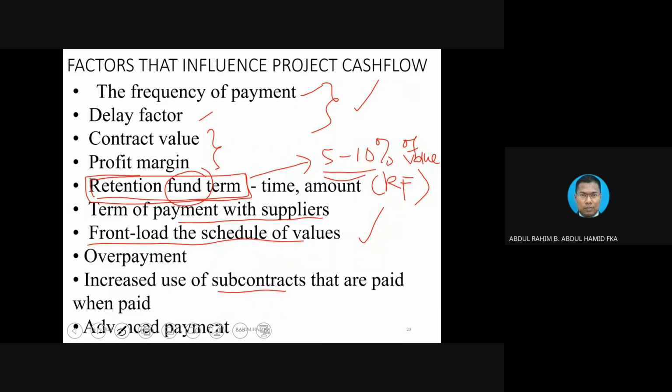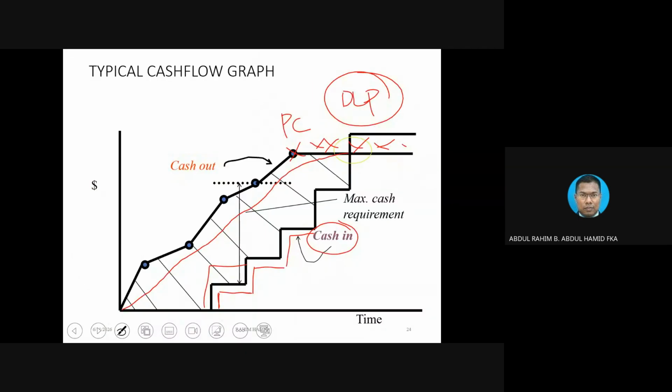Yes, you can do that, because whatever you claim is subject to actual measurement, inspection, etc. But sometimes the QS or whoever there doesn't have time to fully check all the items that you claim. They just simply approve and release payment. But later on, you notice that in the construction industry, whatever payment that you receive is called interim payment.